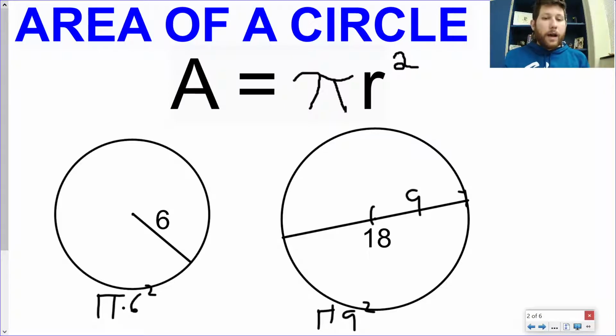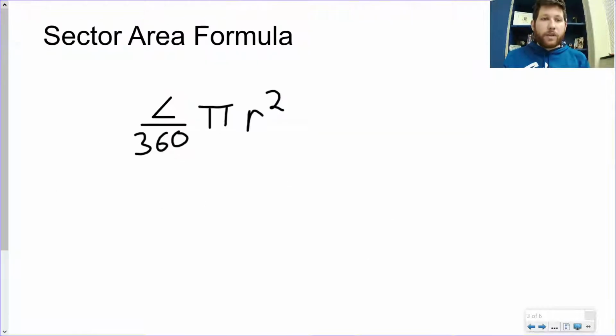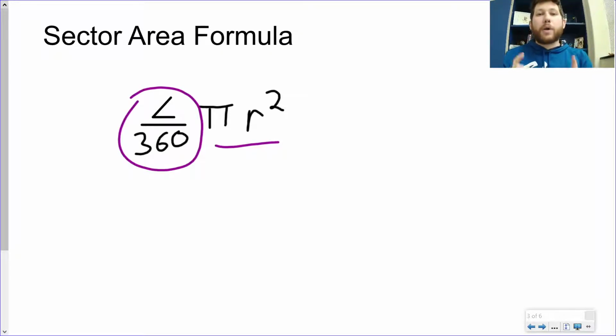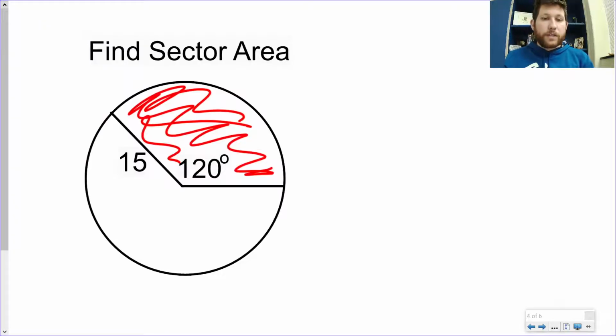So here's the official formula for sector area. It's angle over 360 times pi r squared. Where pi r squared is the area of a circle, and angle over 360 is the part of the circle that I have. How much circle am I talking about? What's the area of the circle? So let's go ahead and solve a couple problems. This should be pretty straightforward.